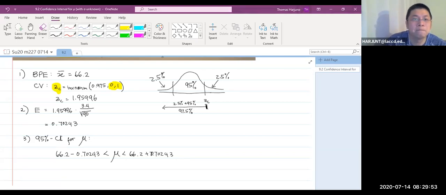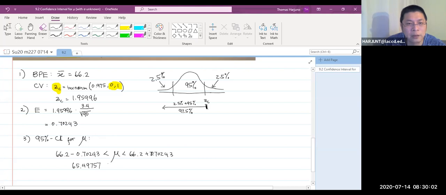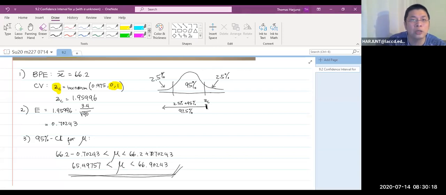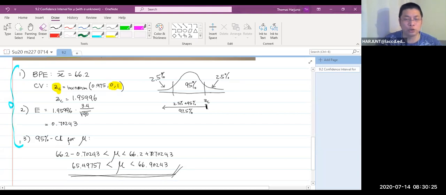Now from here I subtract, and it will be 65.49757 less than mu less than 66.90243. That's the answer. The final answer is the one I underlined, but what you need to show me in your test are all these 3 steps. These are the things you need to show.